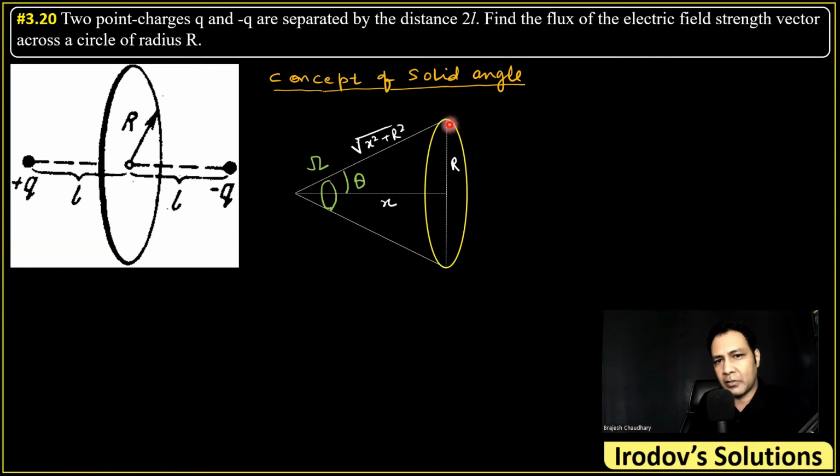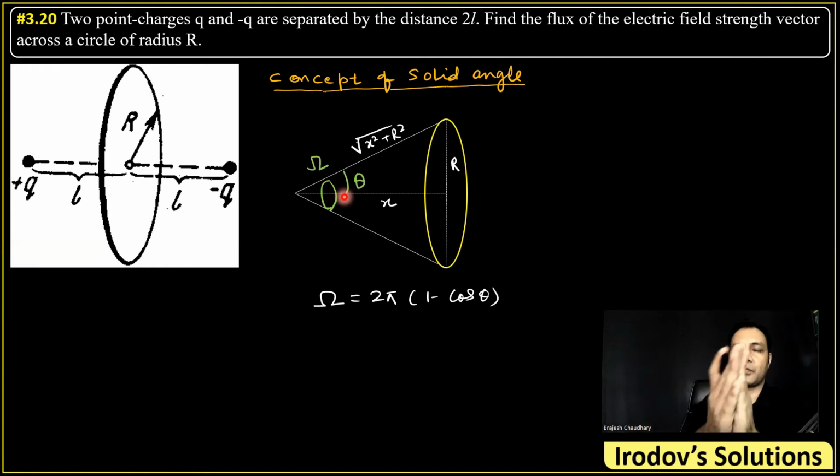So the solid angle subtended by all the points of the circle at this point on its axis is omega, given by omega equals 2 pi times (1 minus cos theta). And you can see the boundary values. If you put theta equal to pi by 2, it will span half the space. So in that case, this omega will be 2 pi.